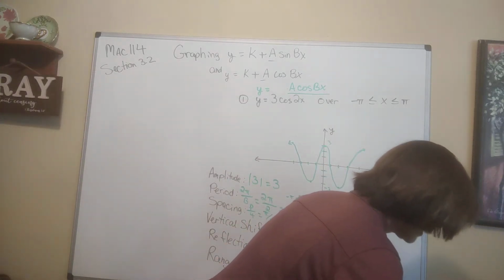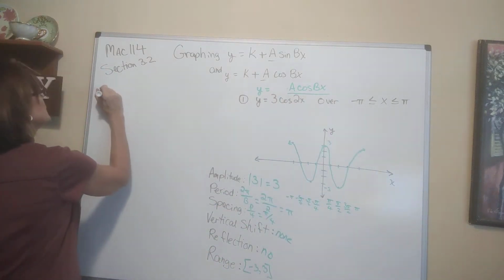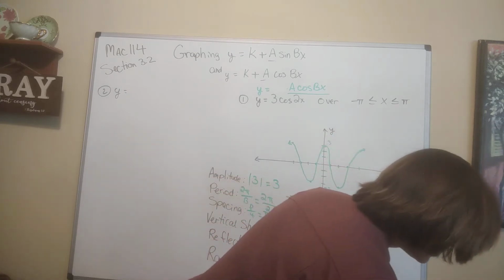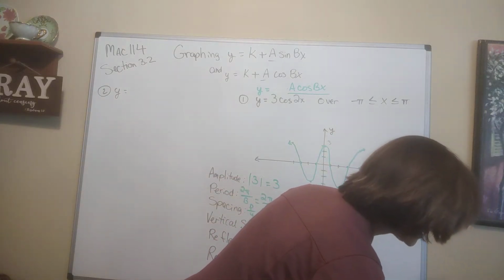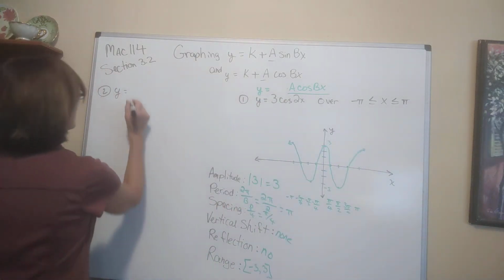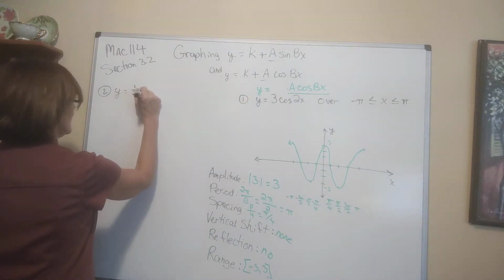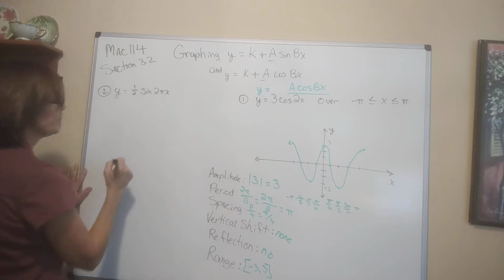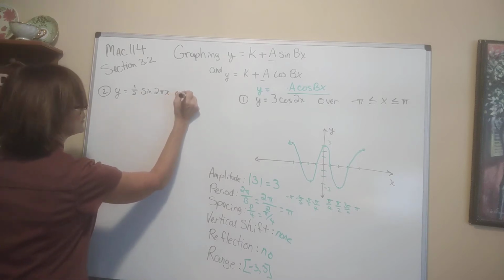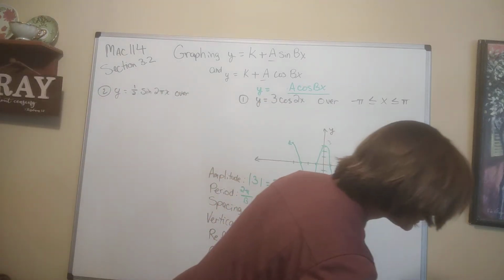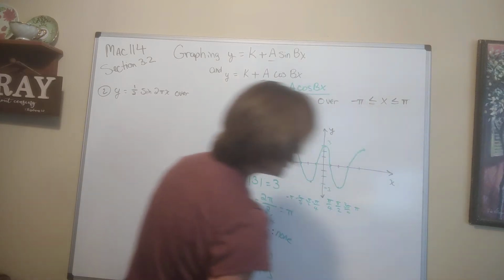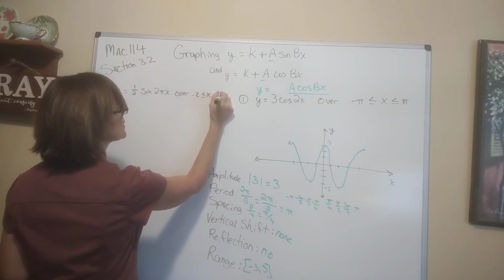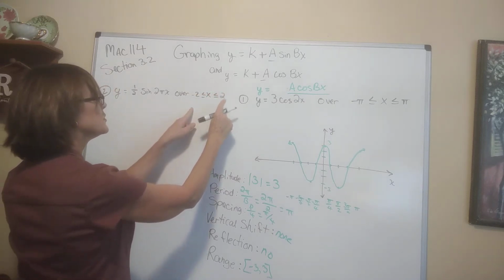Okay, so my graph will be in black. This is number 2, and number 2 is y equals 1/2 the sine of 2 pi x. And it's supposed to be over the interval -2 is less than or equal to x is less than or equal to 2. So we want to go from -2 to 2.